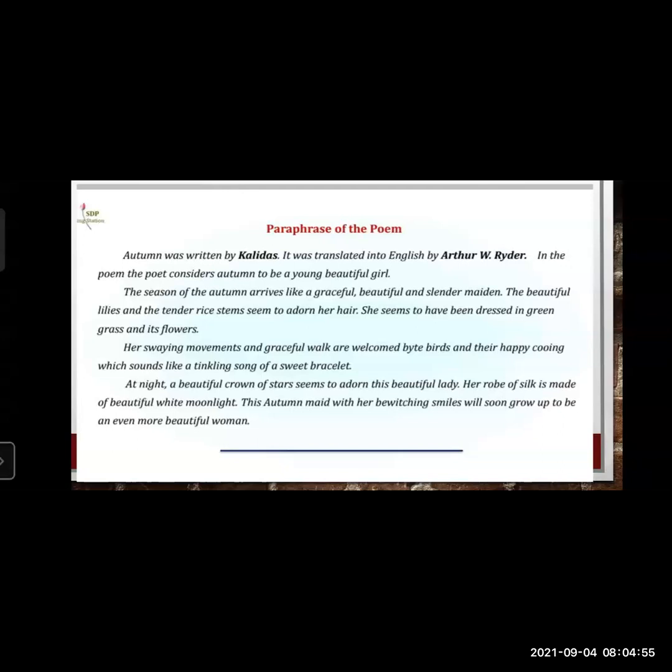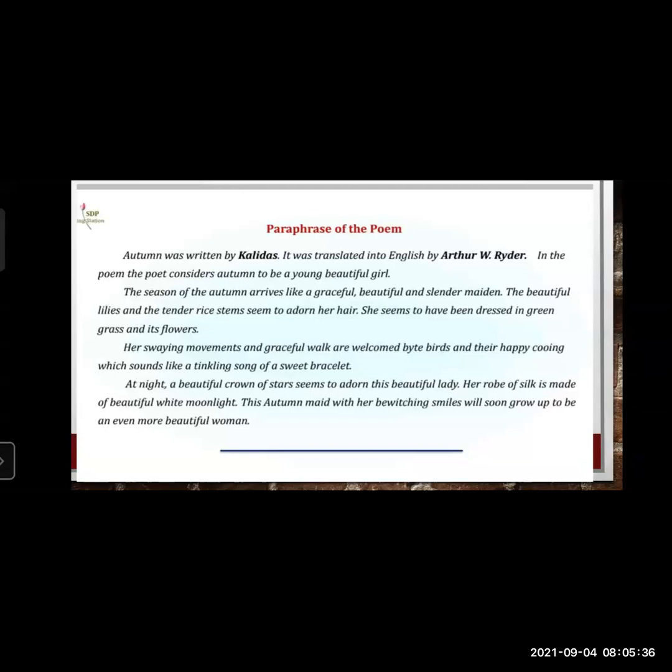Now, the sound made by the birds for welcoming and greeting the autumn girl sounds like a tinkling song. Tinkling song means a melodious or sweet song, made with a sweet ring, which can be made by anything. But here in the poem, the poet describes this sweet song as a tinkling song of a sweet bracelet, meaning like a bangle sound, which is very delicate and beautiful, and very good to hear to our ear.